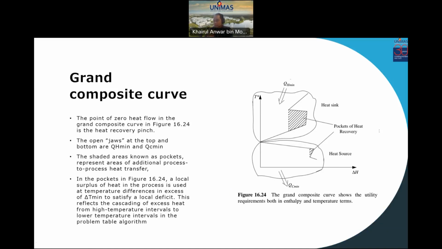In the pocket, a local surplus of heat in the process is used at a temperature difference in excess of delta T min to satisfy a local deficit. This reflects the cascading of excess heat from high temperature interval to lower temperature interval in the problem table algorithm. Pinch.